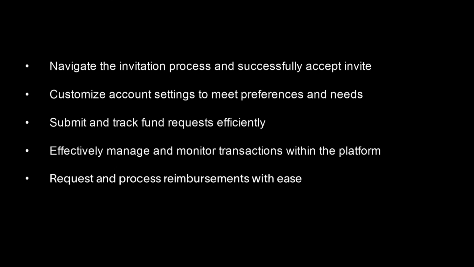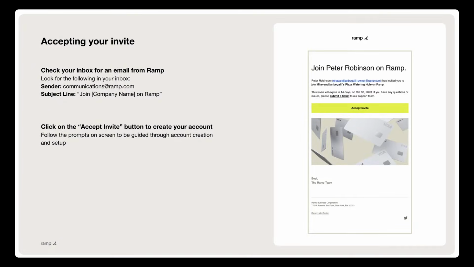So first things first, if you have not accepted your invitation to Ramp, you'll need to do so. If you can't find the invite, check your inbox for an email either from communications@ramp.com or even just search ramp.com in your inbox and it'll probably come up. Or you could search join XYZ company on Ramp. Either way, you need to find this email and you need to click the yellow-green button that says accept invite because you can't do anything in your account until you've accepted that invitation.